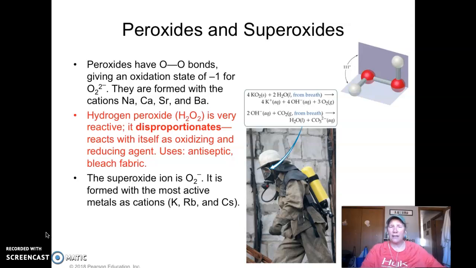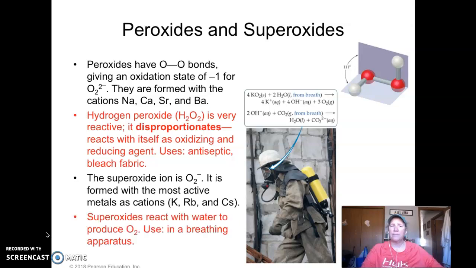The superoxide ion, which is O2-, is formed with most active metals like potassium, rubidium, cesium. And the superoxide also reacts with water to produce O2 in a breathing apparatus. And you can see it here with the firemen. They count on that to give them extra.